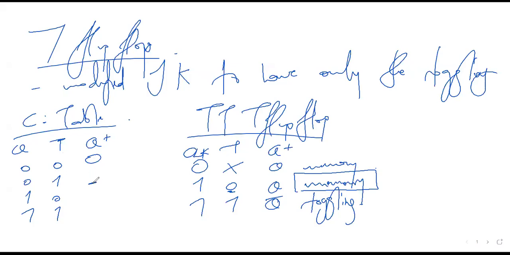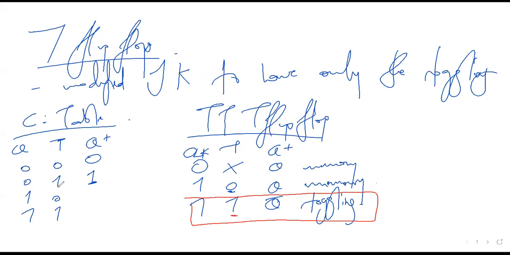Here, what is the next state for 0, 1? If I can be precise, for 0, 1, what is the next state? The next state is 1. Do you know the reason why? The reason why is because of this. This is where you look. You look at your truth table.